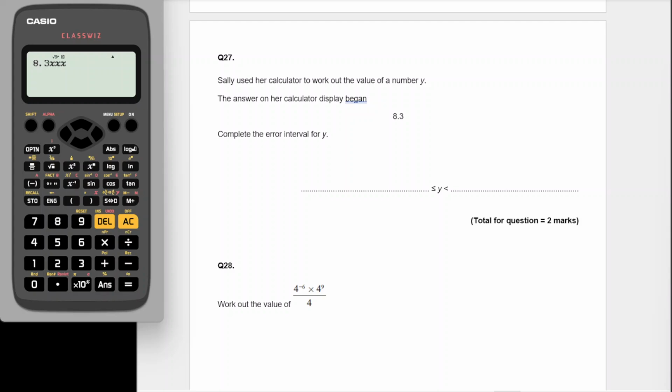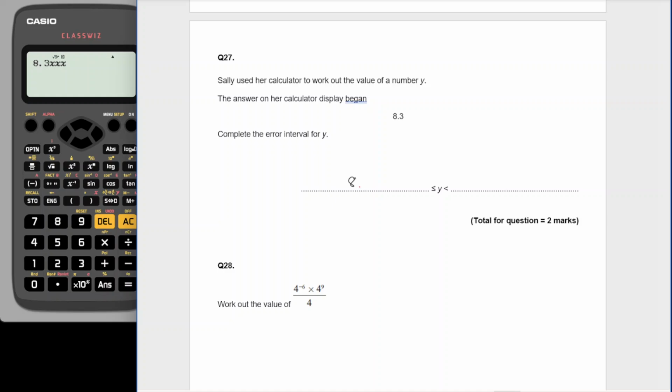So the very smallest that it could be would be 8.3, and it could be equal to 8.3. Because of the inequality symbol here, less than, technically the largest it could be would be 8.4, but we're not after the largest it could be. We're saying it's got to be less than. So I'm going to go 8.4 there.